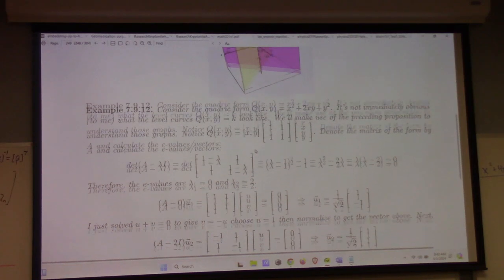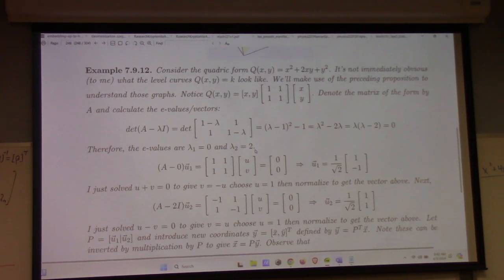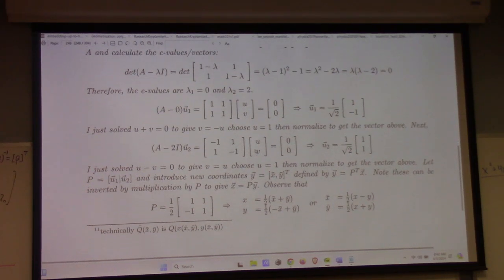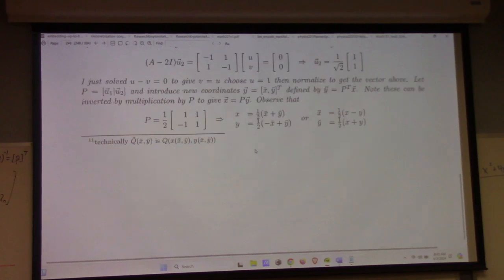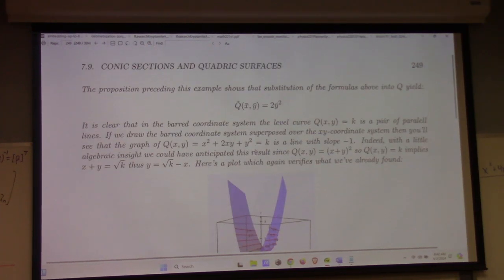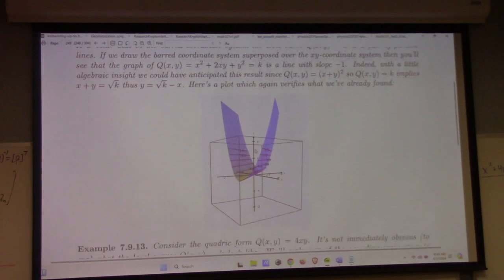Another example here, almost the one we just did. That's x plus y squared. So one of the eigenvalues, I think, was 0. The other one's 2. And so when you look at it, it's exactly a parabolic trough tilted so that one of the directions the trough goes in the eigendirection.